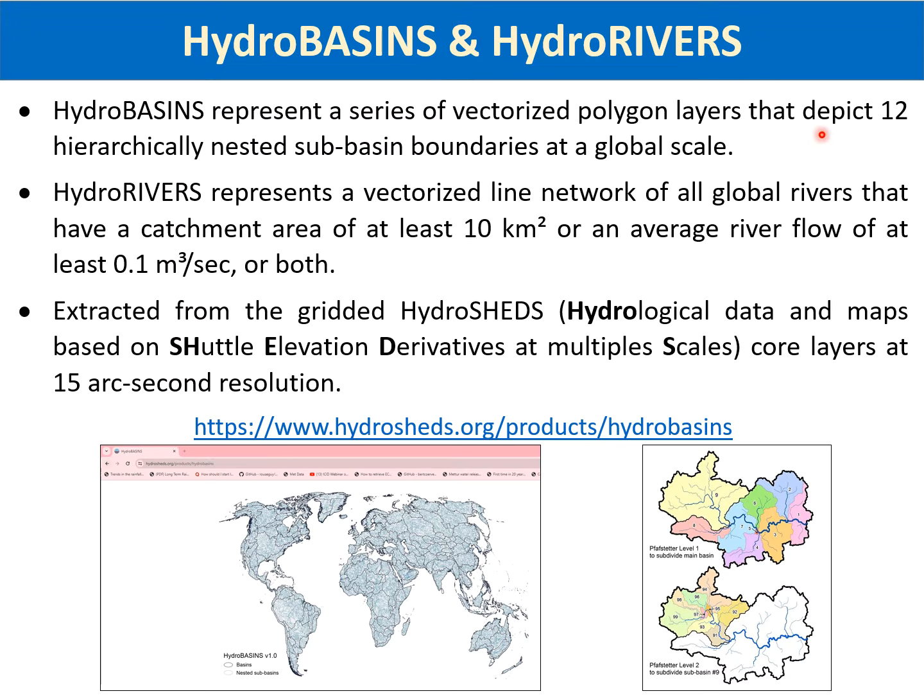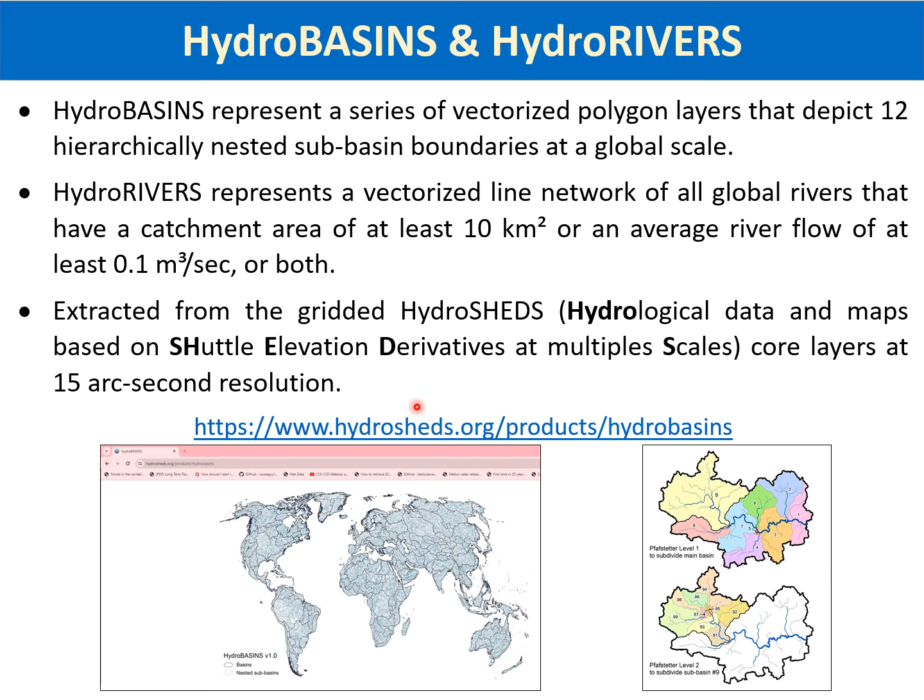Hydrobasins depict 12 hierarchical nested subbasin boundaries from level 1 to level 12. At level 12, the highest level, we have about 1 million subbasin polygons with an average area of about 130 square kilometers. In case of hydrorivers, they represent the network of all global rivers that have a catchment area of at least 10 square kilometers, or an average river flow of at least 0.1 cubic meters, or both.